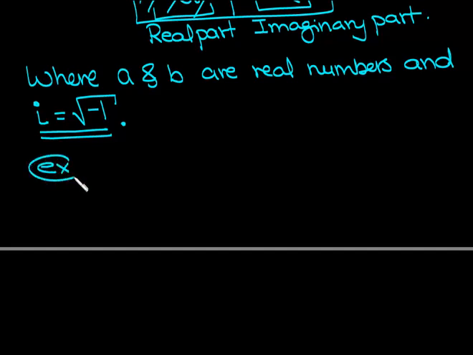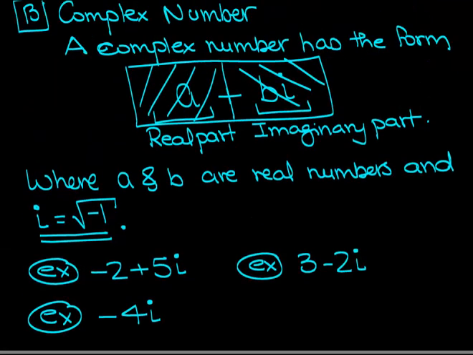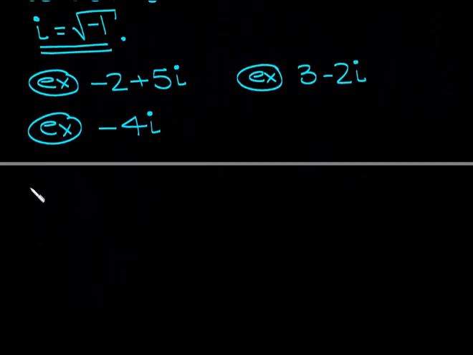So here are some examples of complex numbers. I could have -2 plus 5i. That's a complex number. Here's another example, minus 4i. So these are just some basic examples of complex numbers. You could also have 3 minus 2i, and so on. So these are all examples of complex numbers. I just want you to see how we can take care of negative radicals.